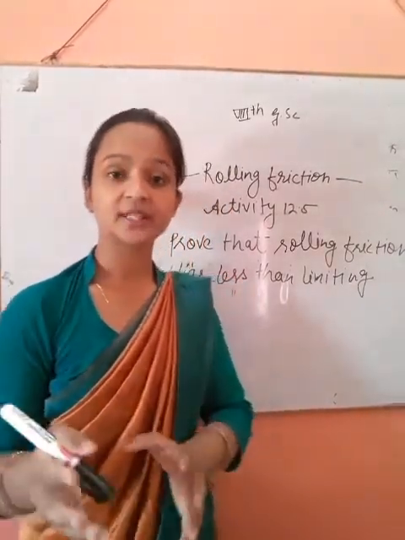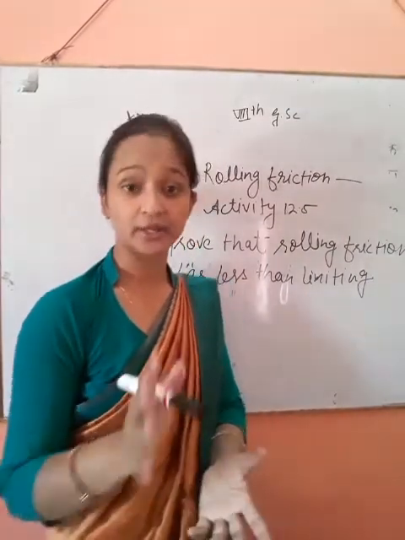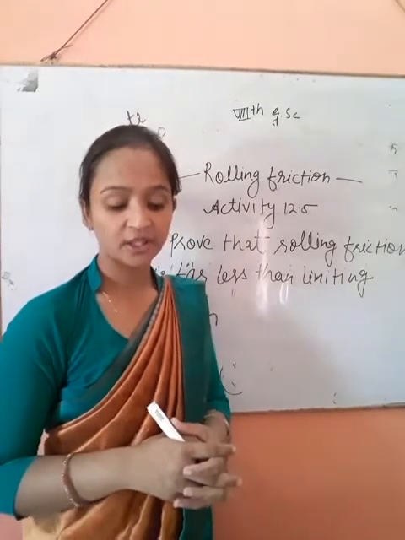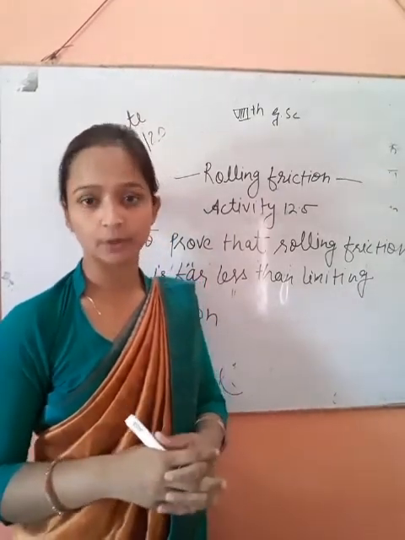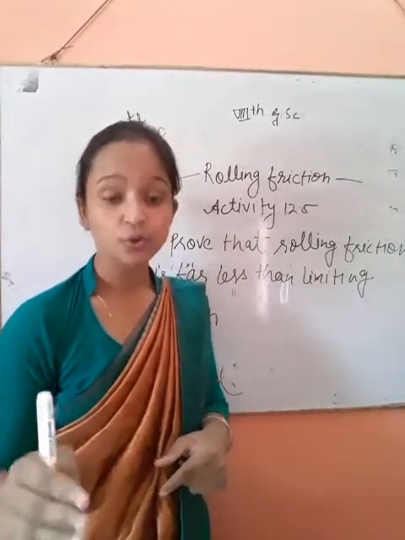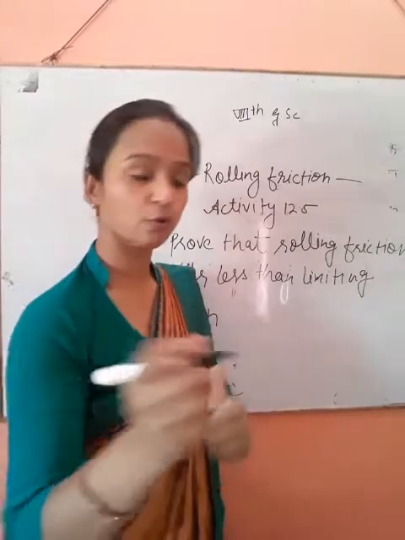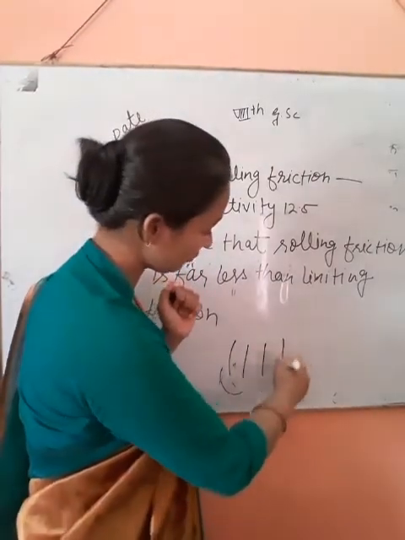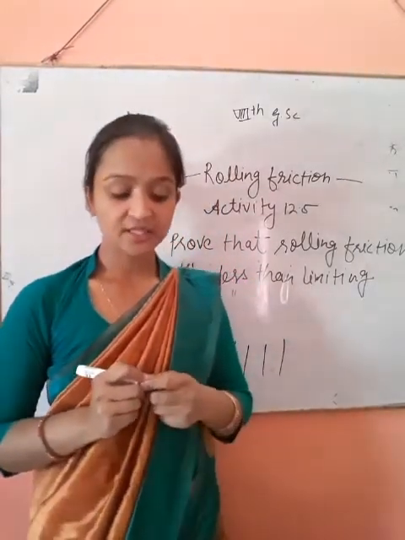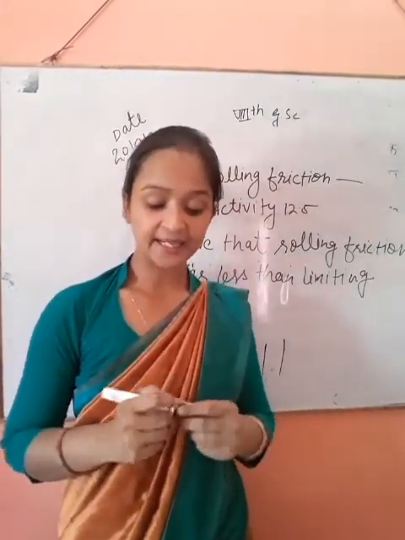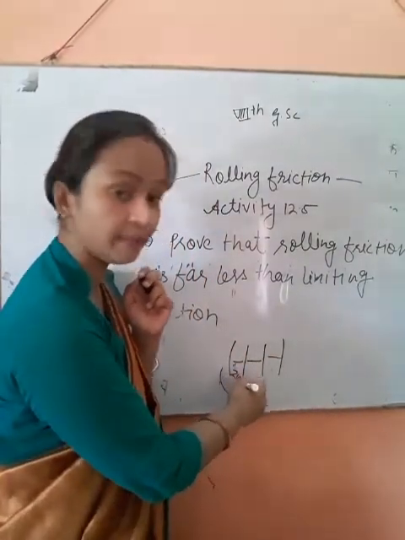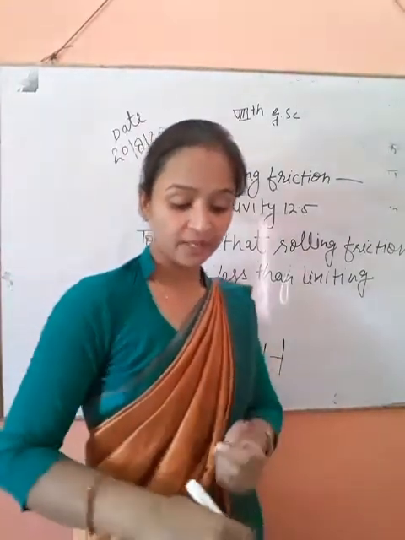So you have to proceed with activity 12.2 and thus find the limiting friction for the wooden block when placed over a tabletop. Then place 4 pencils parallel to one another, at a distance of about 2 cm from each other.